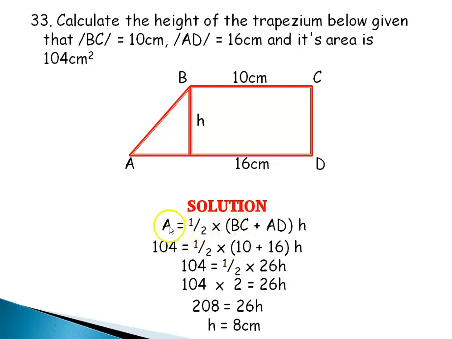Now let's input the values. Area is 104 equals 1 over 2 times, where's my BC? 10 centimeters, my AD 16, multiplied by my height. 104 equals 1 over 2 times, you add this together, 10 plus 16, 26h. So you cross multiply. 104 times 2 equals 26h. 104 times 2 is 208, which equals 26h. Divide both sides by 26. 26h divided by 26 is h. 208 divided by 26 is 8 centimeters. So my height is 8 centimeters. Is that okay? Very good.